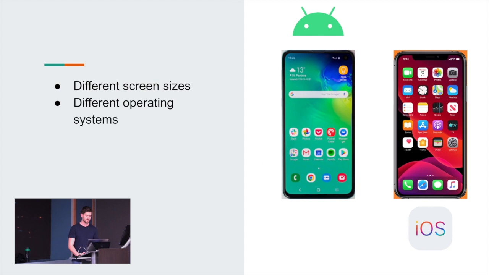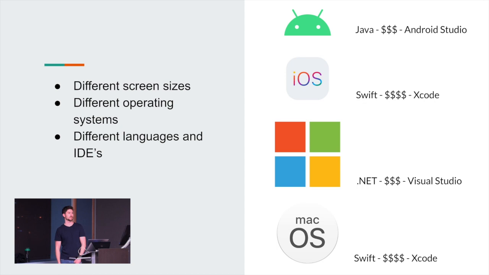And along with this, we start thinking about different operating systems. We got Android, we got iOS, we got Windows, Mac OS. What do we do with that? Well, that means different languages. With Android, you'll be developing in Android Studio and using Java, Xcode and Swift for iOS, .NET and Visual Studio Code with Windows, Swift and Xcode for Mac OS.